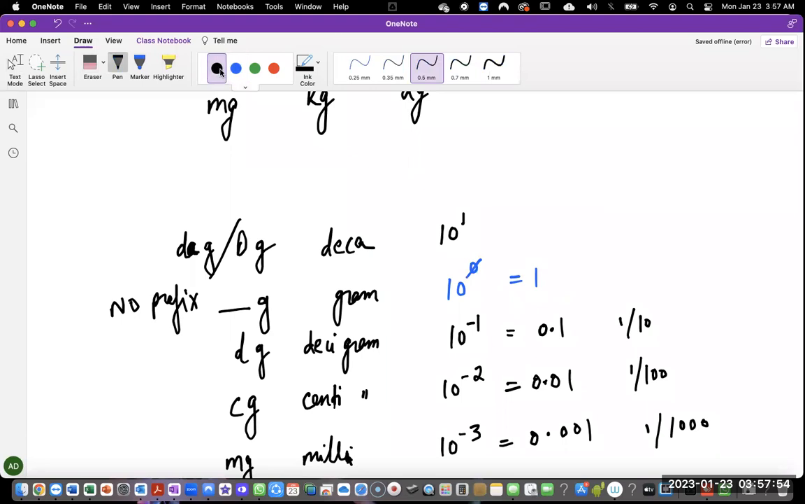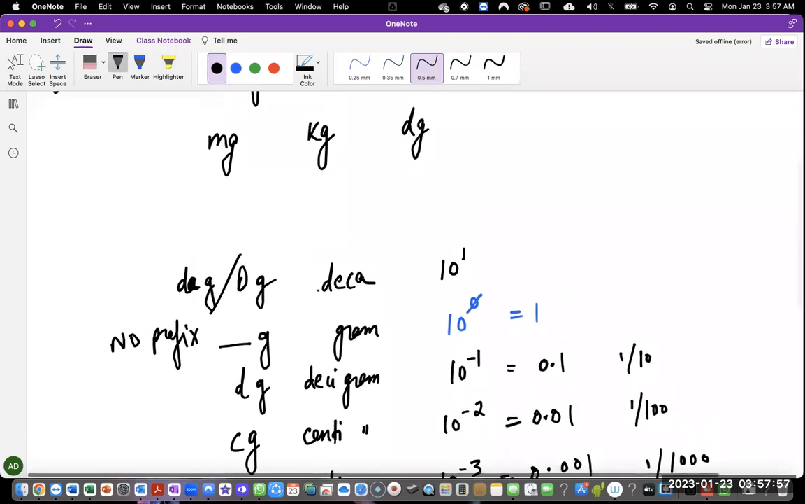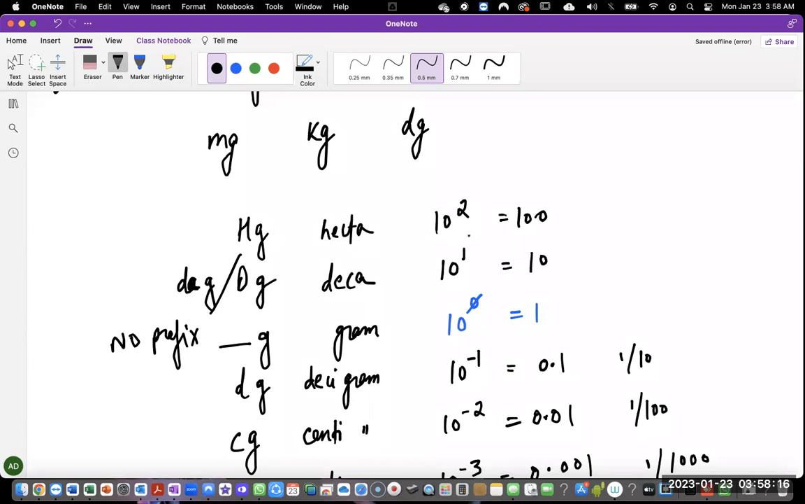So let's keep moving. After a deca, where do we go next? After deca, we have hecta. Hecta is H. So hectagrams will be 10 to the power 2. 10 to the power 2 is like 100, and 10 to the power 1 was 10 times. 10 to the power 2 is 100 times. Now what's bigger than hecta? You have kilo. The abbreviation is K, so kg for kilograms. This is 10 to the power 3.